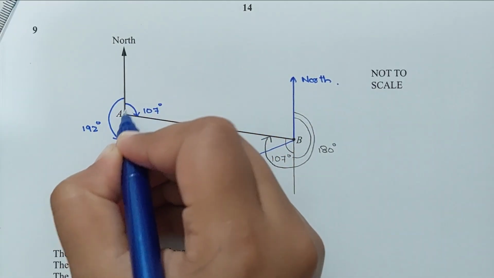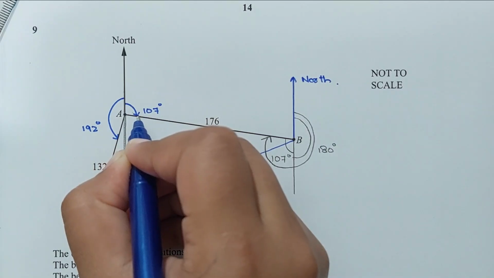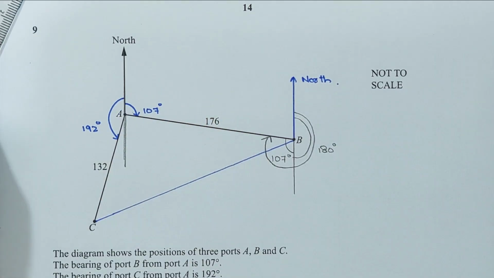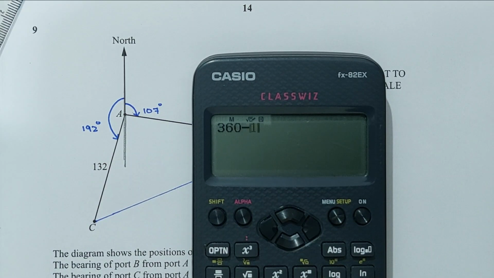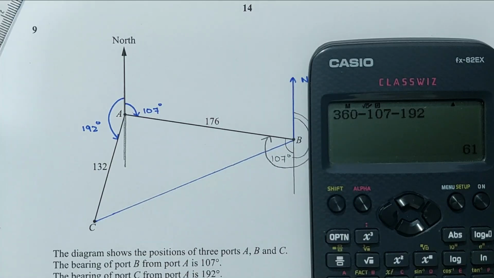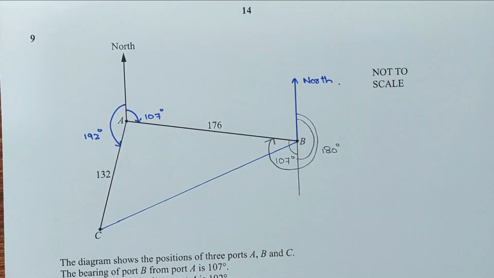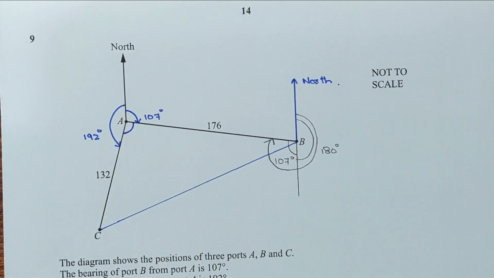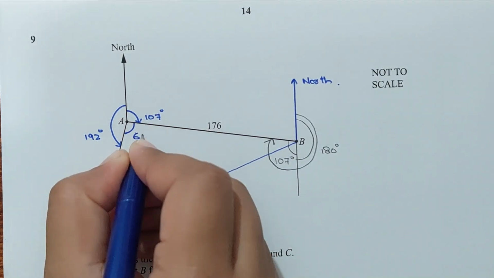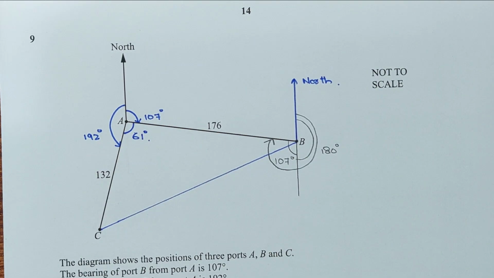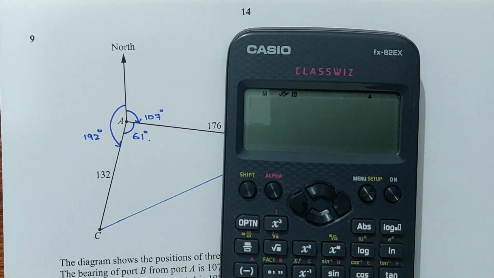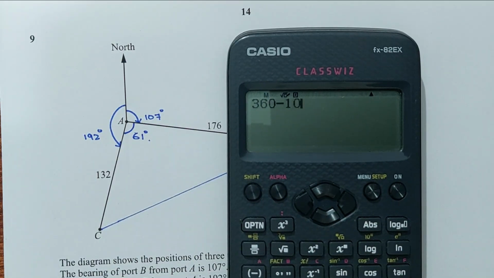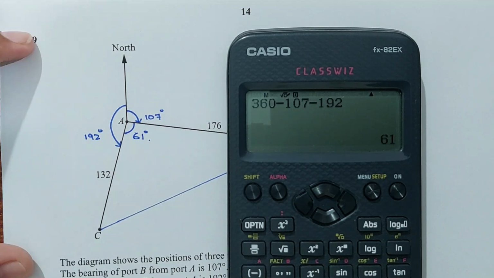So angles at a point add up to 360. This angle is 107 and this one is 192. Subtracting from 360: 360 minus 107 and minus 192 is 61. That is 61 degrees, but in the marking scheme it is 85, which is wrong, as you can see. From 360 you take away 107 and take away 192, that is 61 degrees. So you have to solve it with 61.